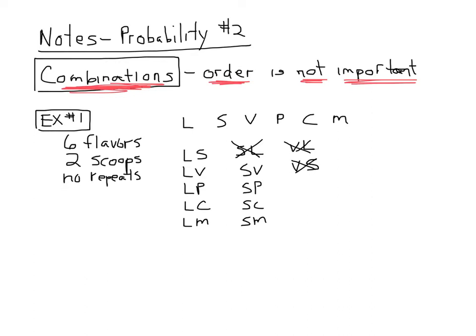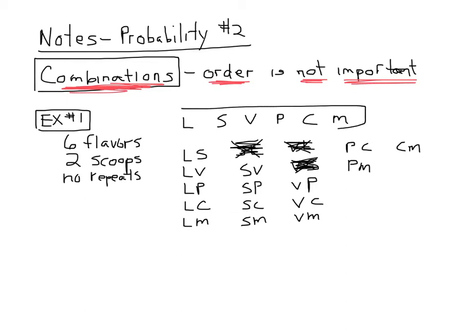Alright, so I need vanilla and peach, vanilla and chocolate, vanilla and Moose Tracks. Then I need peach and chocolate, peach and Moose Tracks. And finally I need chocolate and Moose Tracks. And that gives me 1, 2, 3, 4, 5, 6, 7, 8, 9, 10, 11, 12, 13, 14, 15. What they're called is combinations. These 3 get eliminated because they're not really a different combination. Out of these flavors of ice cream, I ended up with 15 combinations. Sometimes it's hard to make an organized list, so there's a formula. Let's see how that goes.